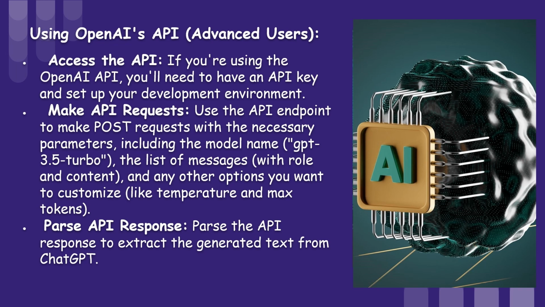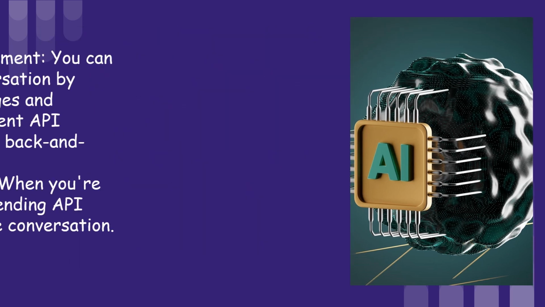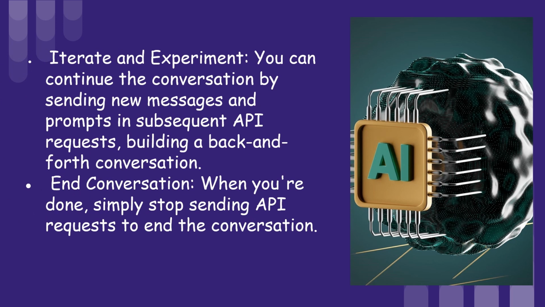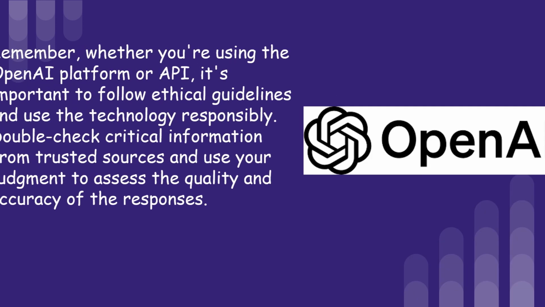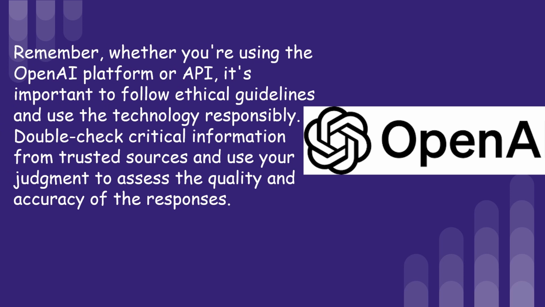Parse API response. Parse the API response to extract the generated text from ChatGPT. Iterate and experiment. You can continue the conversation by sending new messages and prompts in subsequent API requests, building a back-and-forth conversation. End conversation. When you're done, simply stop sending API requests to end the conversation. Remember, whether you're using the OpenAI platform or API, it's important to follow ethical guidelines and use the technology responsibly. Double-check critical information from trusted sources and use your judgment to assess the quality and accuracy of the responses.